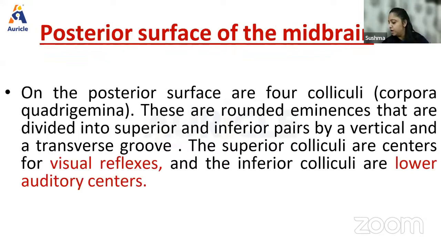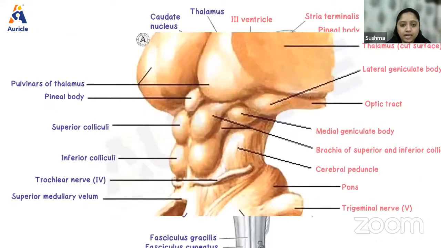Now let us talk about the posterior surface of the midbrain. Okay. Now in the posterior surface, I have four colliculi called corpora quadrigemina. What are these structures? These are nothing but round eminences that are divided into superior and inferior pairs by a vertical as well as a transverse groove. What exactly am I talking about? I'm talking about these four structures over here in the posterior view.